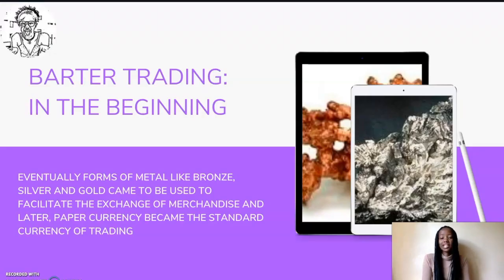Eventually, forms of metal like bronze, silver, and gold came to be used to facilitate trade. And this was because it was easier to just give, let's say, some pieces of bronze or some pieces of silver in exchange for what you wanted.